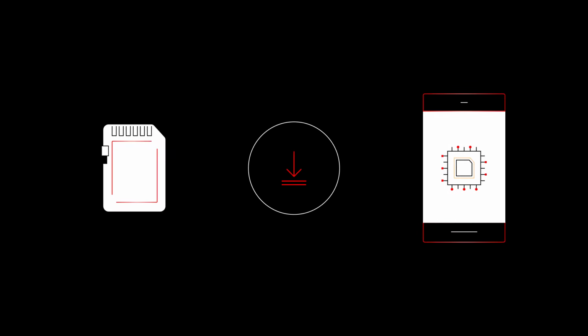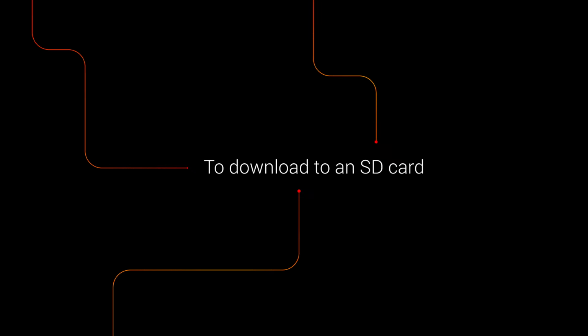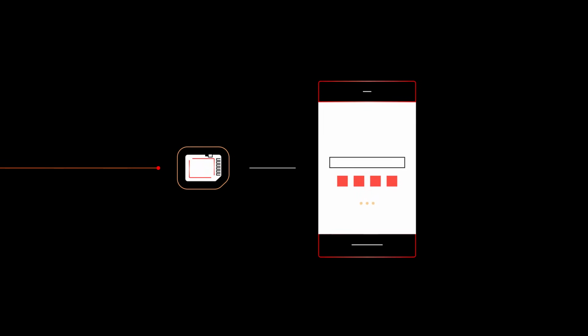With the YouTube Music app, you can download songs to an SD card or to your phone's internal memory using the download button. You'll need YouTube Premium or YouTube Music Premium to download music. To download to an SD card, you'll need to have one installed on your phone.